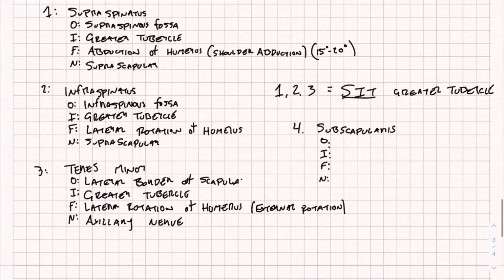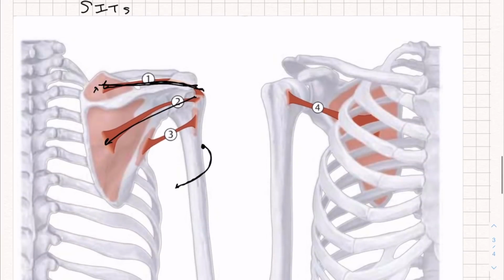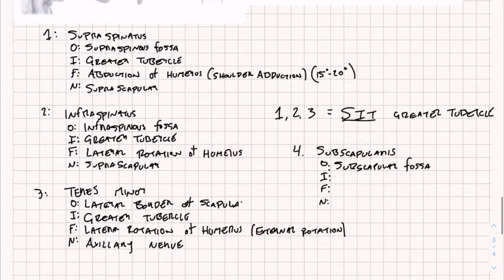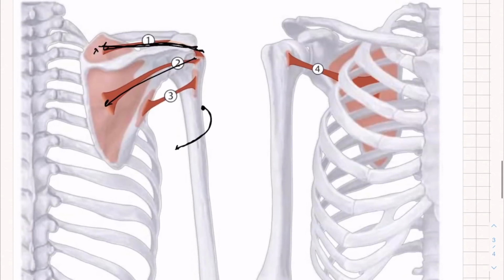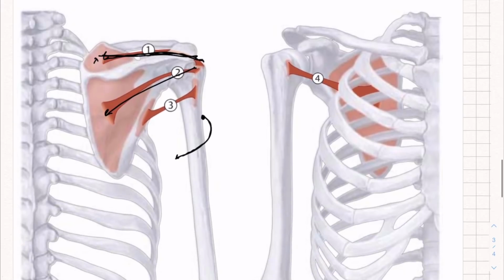Okay, so subscapularis. It originates in the subscapular fossa. It actually goes to this tubercle, which is also called the lesser tubercle. Okay, the function is, since it's exactly opposite of 2 and 3, these ones externally rotated or laterally rotated, this one is going to cause that humerus to medially rotate or internally rotate.